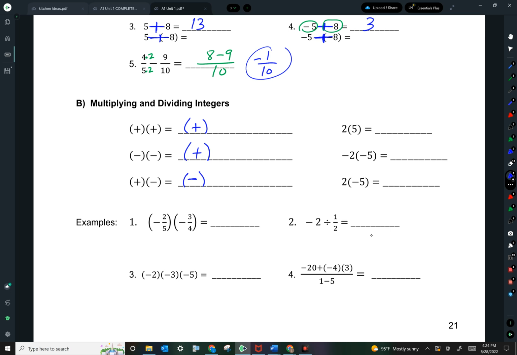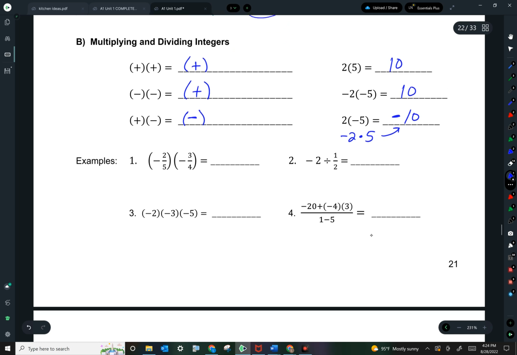So for example, up here, multiplying 2 and 5, they're both positive, so my answer is positive. Multiplying -2 and -5, they're both negative, so my answer is positive. But one of each, so my answer is negative. And it wouldn't have mattered if it had been the 2 that was negative. If I had -2 times +5, it still would have equaled -10. Okay, and division has the exact same rules.